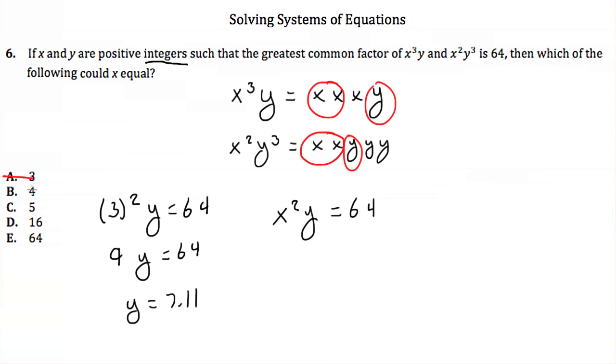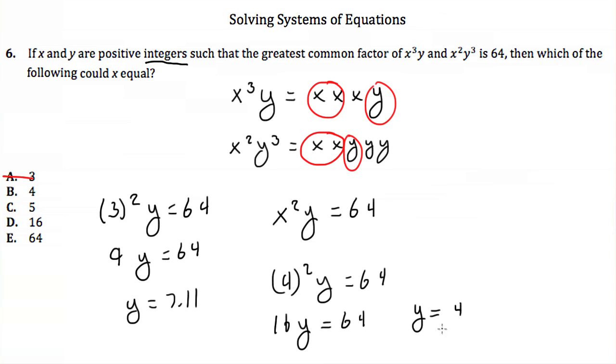Let's try answer B. If x was 4, then our greatest common factor would be 4 squared y, and that would be equal to 64. Now 4 squared is 16, so we'd have 16y is equal to 64, and if we divide both sides by 16, we get y is equal to 4. So here x and y are both integers. X is 4 and y is 4. So it looks like B is going to be our solution. But we can try a couple more just to double check.